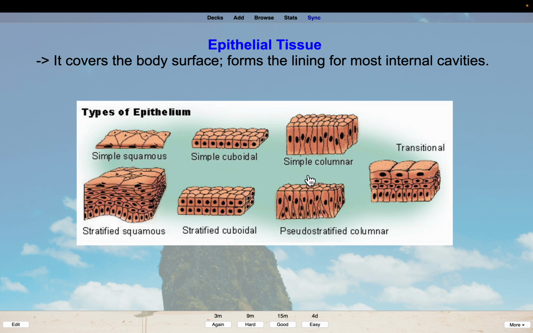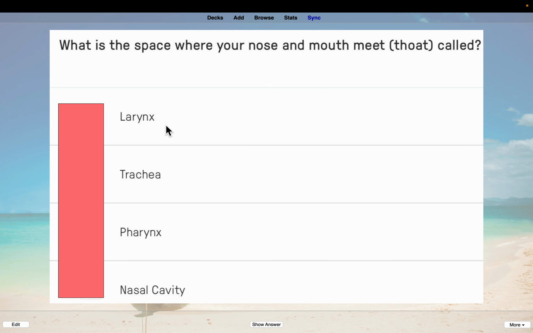So there are many types of epithelium depending on what part we're referring to in the body. So there's simple squamous, simple cuboidal, simple columnar, transitional, pseudostratified columnar, stratified cuboidal, and stratified squamous. So yeah. What is the space where your nose and mouth meet?